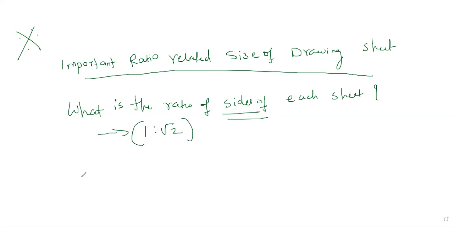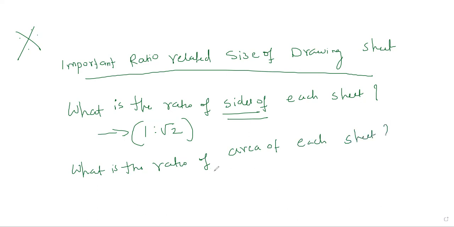The second type of question is the ratio of the area of sheets. So what is the ratio of area of each sheet? If the sides are in the ratio 1:√2, of course the area will be 1 squared is to √2 squared. 1 squared is nothing but 1, √2 squared is nothing but 2. Just remember this shortcut.